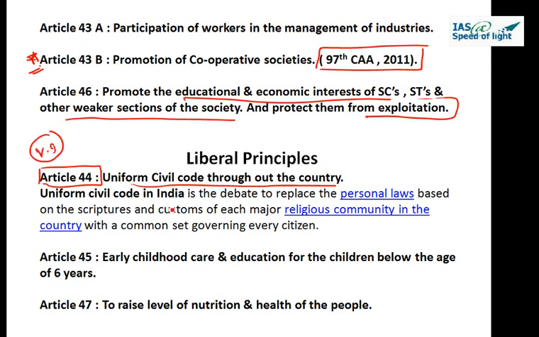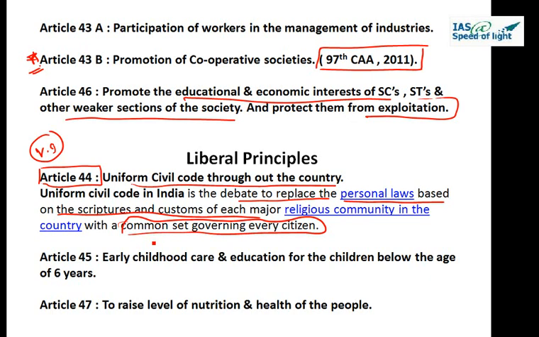So what is the meaning of civil code? The Uniform Civil Code in India is the debate to replace the personal laws based on the scriptures or the customs of each major religious community in India with a common set governing every citizen. So the Uniform Civil Code will be a single code of personal laws for all the people, no matter whichever religion they belong to. So it will be a Uniform Civil Code throughout the country.